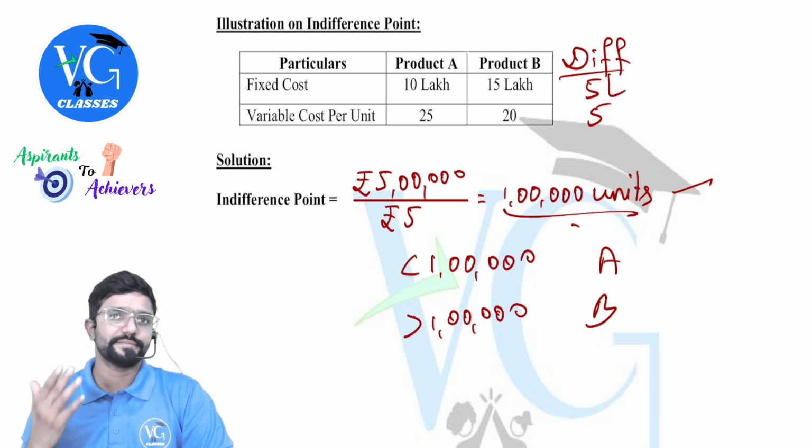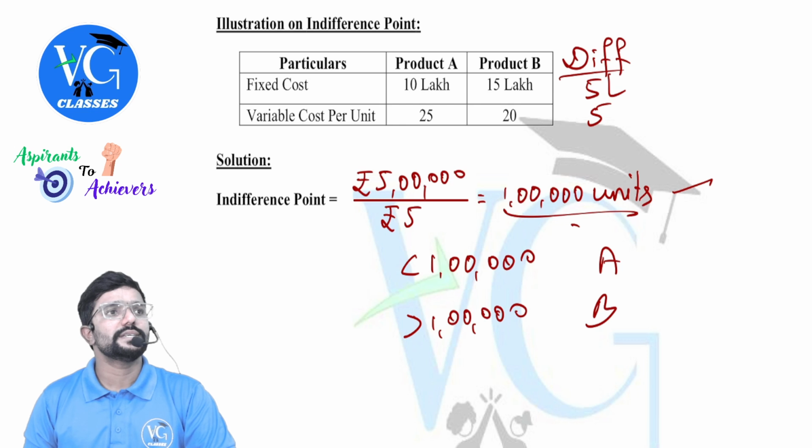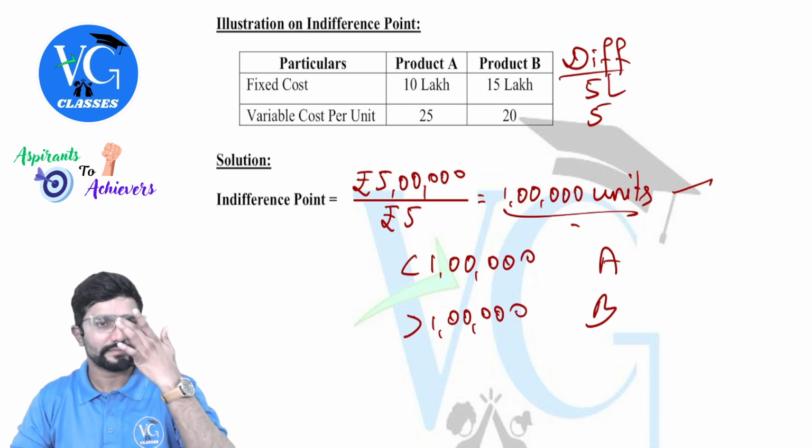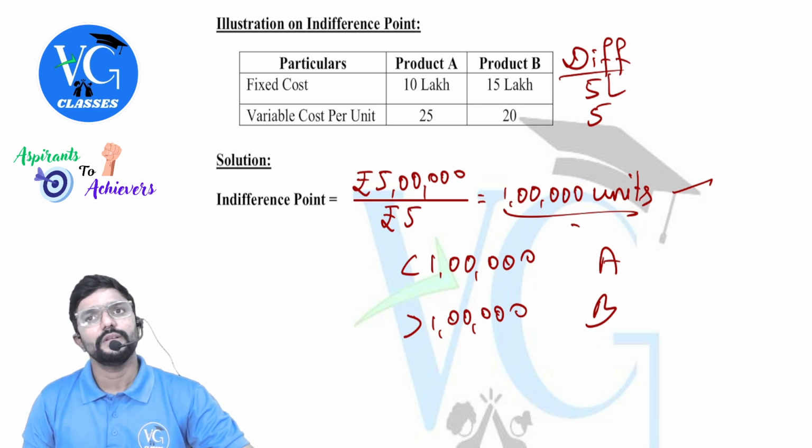Next, if the sales or activity level is more than 1 lakh, then choose a product with higher total fixed cost and lower variable cost per unit. That is product B.